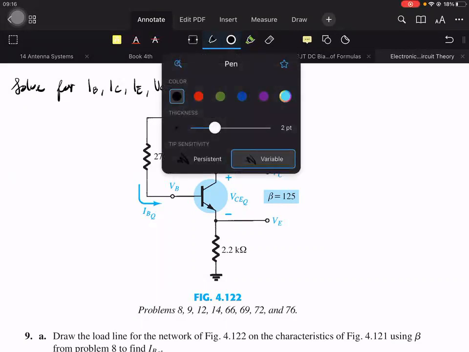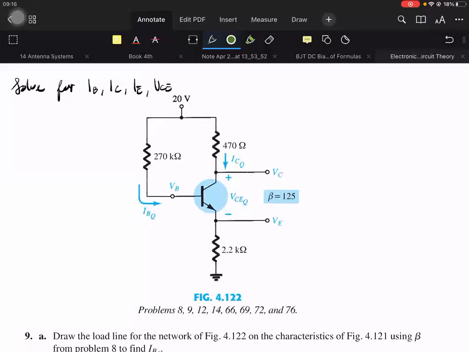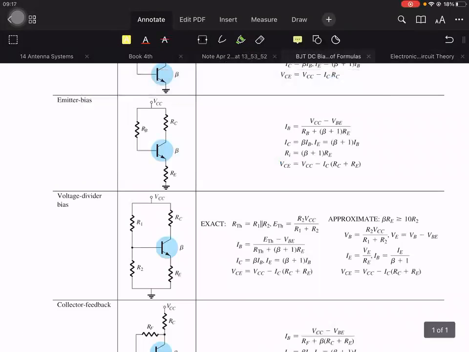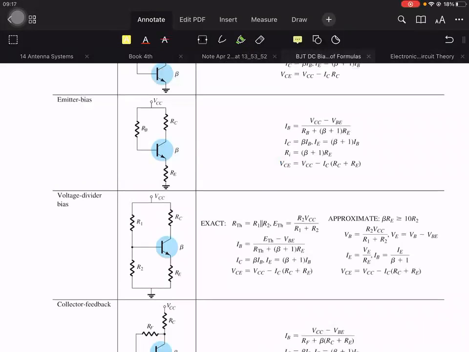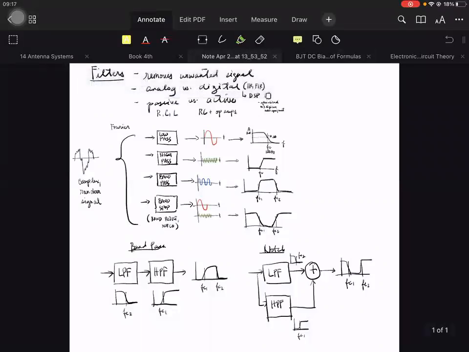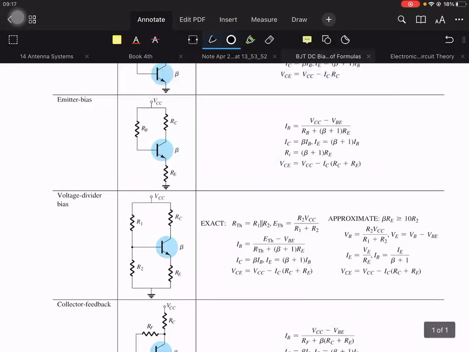KVL here. Supposedly, we would apply KVL here. Okay? So solve for IB. To solve for VCE, KVL here too. But again, we'll conveniently refer to our table to simplify our solution, or at least our process. So this is emitter bias. We'll refer to this set of formulas here.